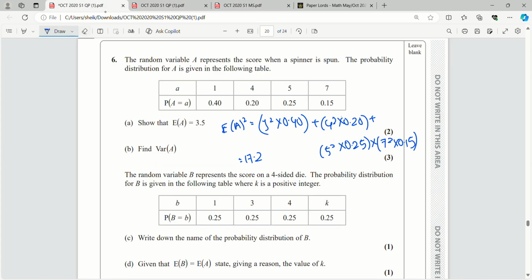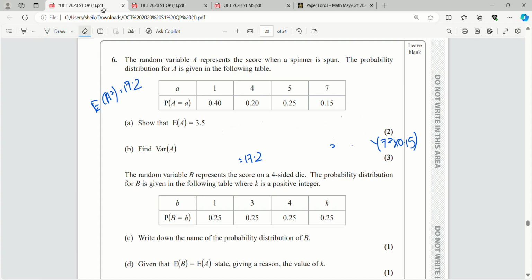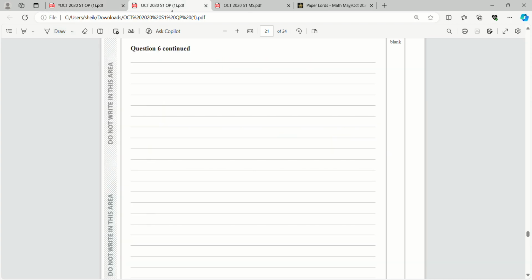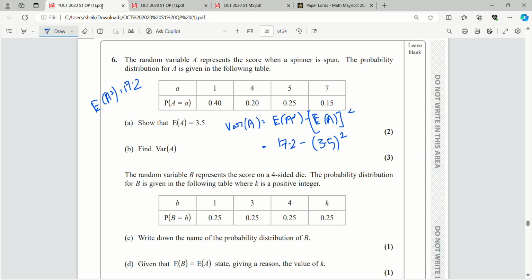So I know that E(A²) is 17.2. The variance of A is simply going to be E(A²) minus (E(A))². Now remember, this is the variance formula only when doing discrete random. 17.2 minus 3.5 whole square. So the variance is going to be 4.95.